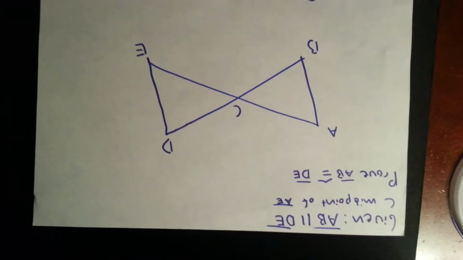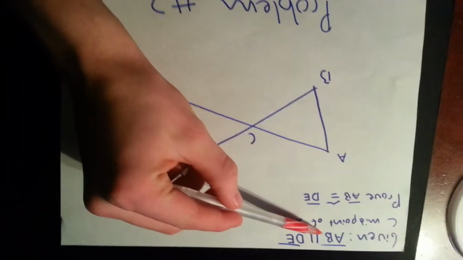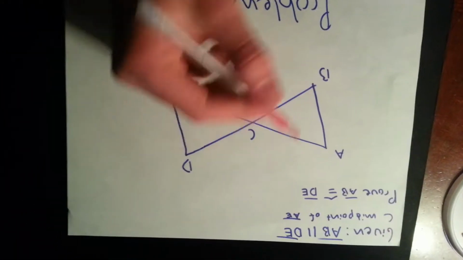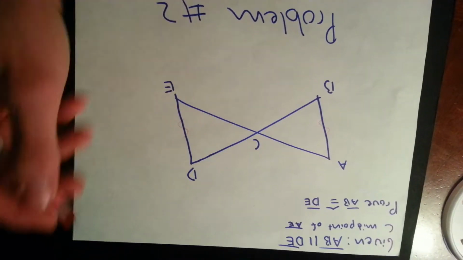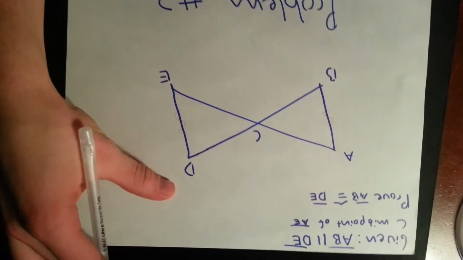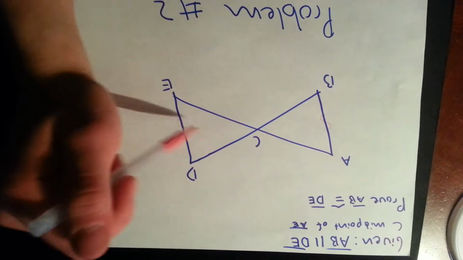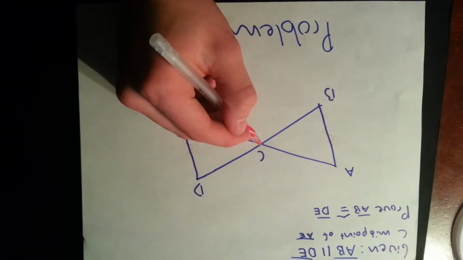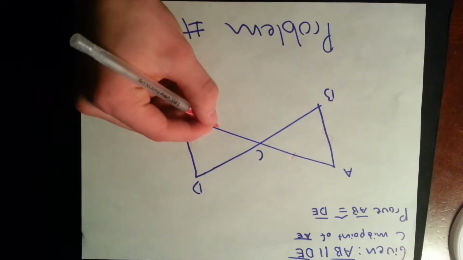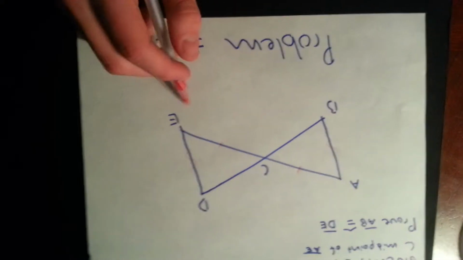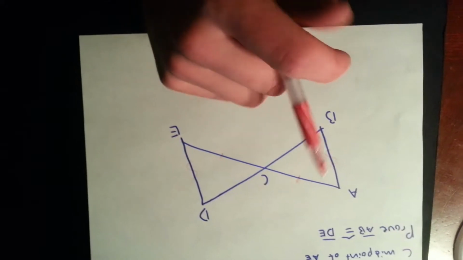Alright, we're on to problem number 2. We have given AB is parallel to DE. You can mark this several ways, but I just do that. Also, another given, we have C is the midpoint of segment AE. So right here is the midpoint, and that means that this is congruent to this. So AC is congruent to CE because C is the midpoint, separating them into two congruent segments.